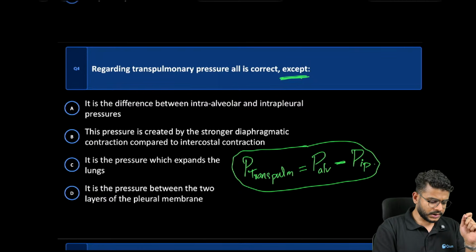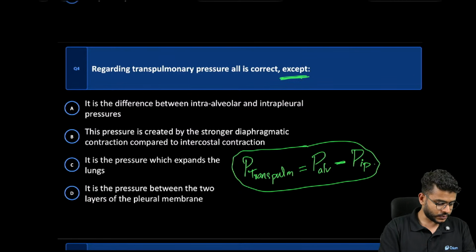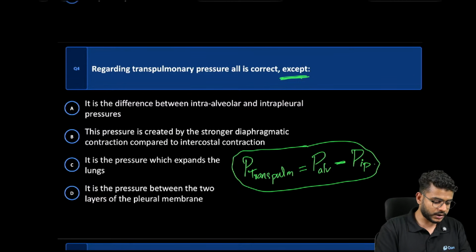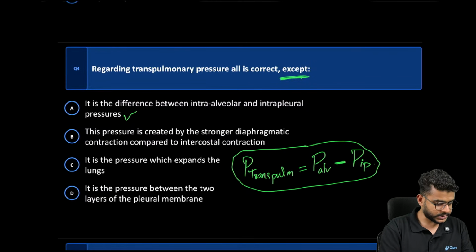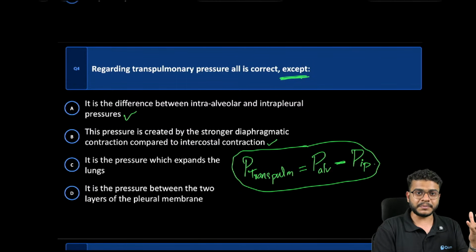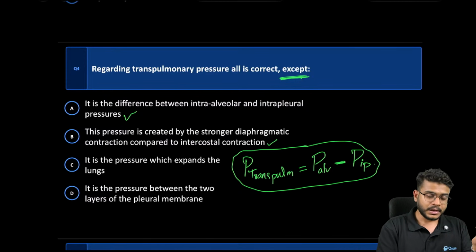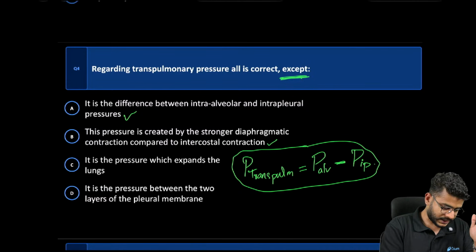So let's go through the options. First option, it is the difference between intra-alveolar and intrapleural pressure. That is a correct one. Okay, let's check the other options. This pressure is created by strong diaphragmatic contraction, intercostal contraction. Yes, that's also true. It is the pressure which expands the lung. Yes, transpulmonary pressure helps in expanding the lung during inspiration. So that is also correct.